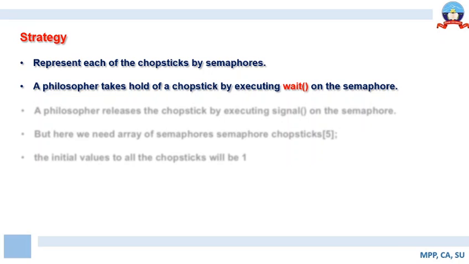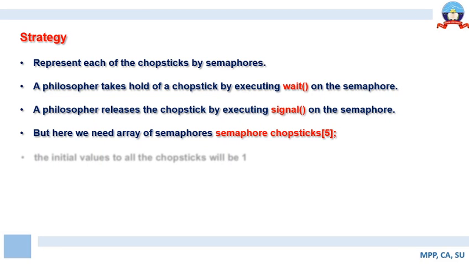So we have already learned the wait and signal operations that can be performed on a semaphore. Wait decreases the value of the semaphore, whereas signal increments the value of the semaphore. Wait performs its operation when the value of the semaphore is greater than 0. So a philosopher takes hold of the chopstick by executing wait on the semaphore. Likewise, a philosopher releases the chopstick by executing signal on the semaphore. So wait and signal are used in order to enable a philosopher to grab hold of the chopstick and to release the chopstick respectively.